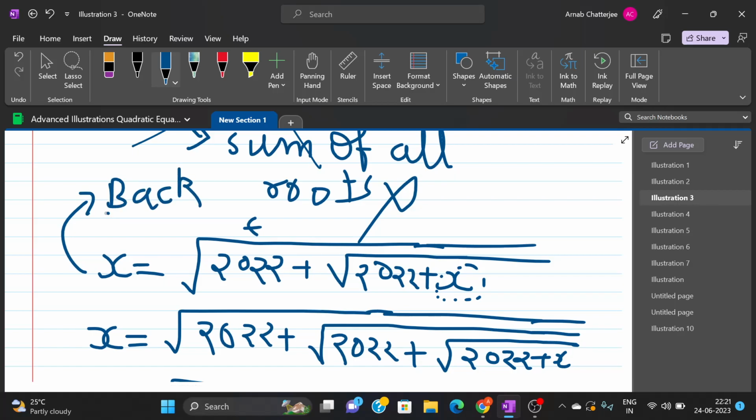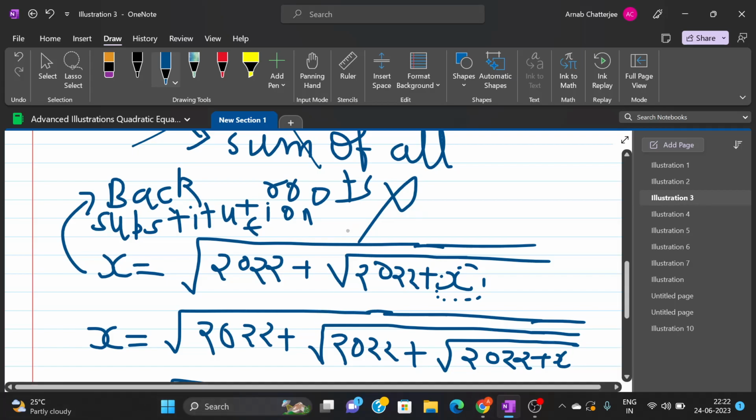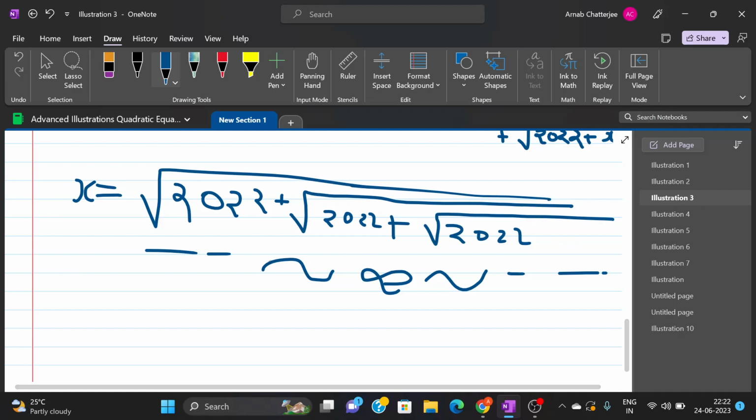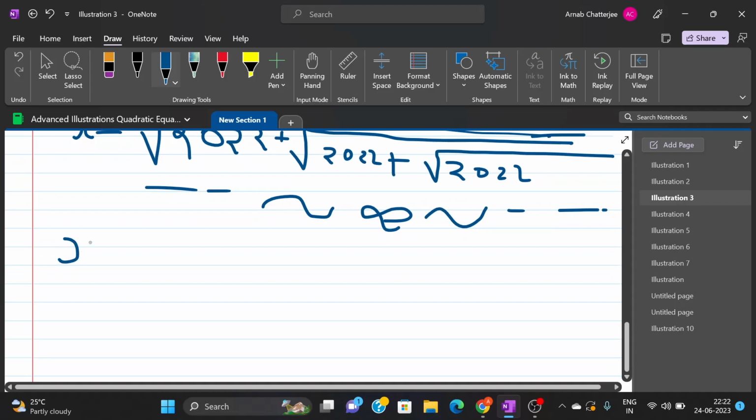This is quite a popular technique. We use it in recursion relations a lot, and you can say it is a kind of recurrence relation only. So by back substitution, we get that x is nothing but this whole thing: root of 2022 plus root of 2022 up to infinity. So now we can just solve it like we solve these problems.